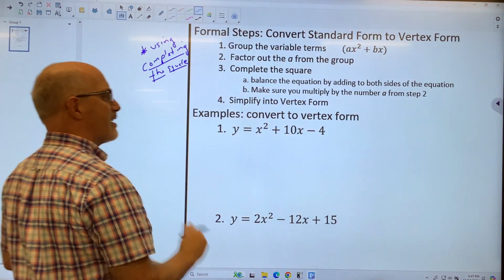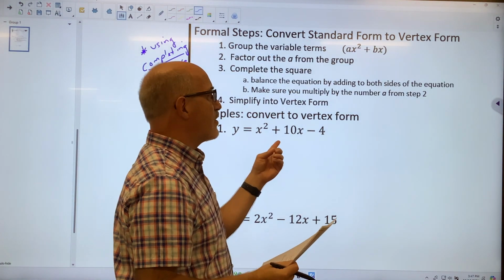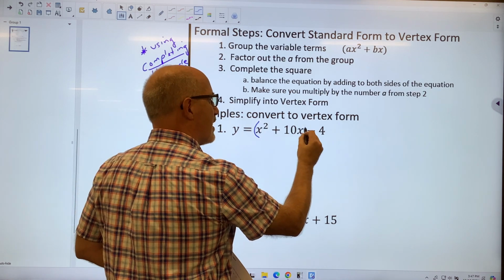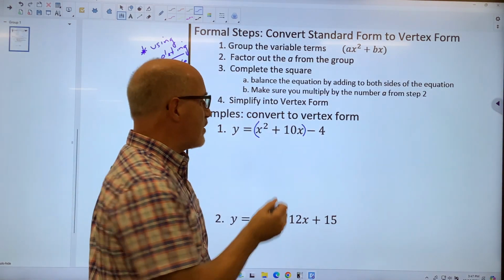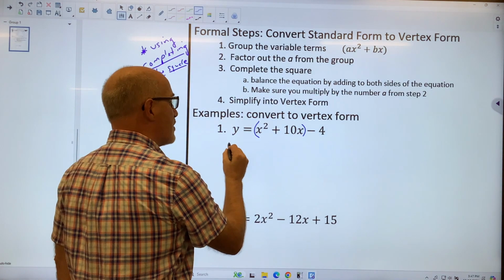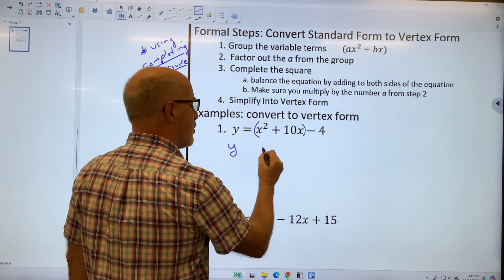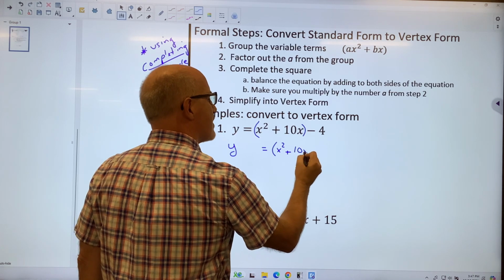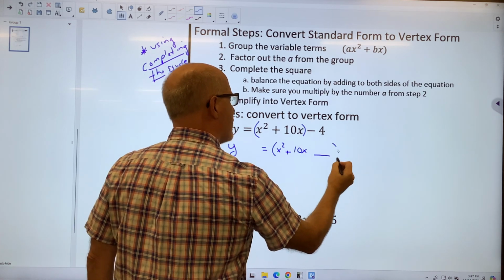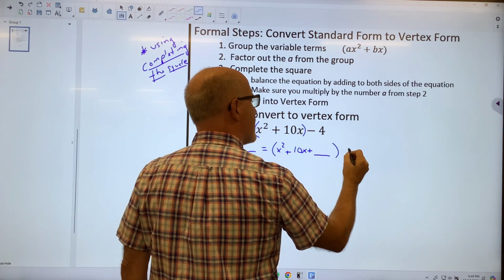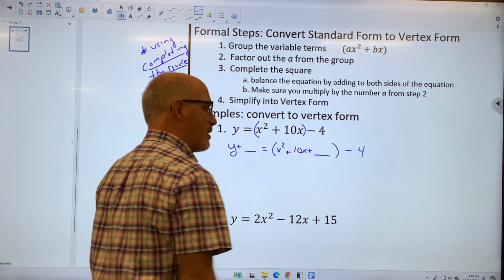So let's go ahead and take this problem here. The first thing I want to do is to group together the x squared and the 10x. Now, if there's a number in front of the x squared, we're going to factor it out, and there isn't. So I'm going to leave a space after the y. I'm going to leave a space after the 10x because we're going to fill that in with adding something to both sides, and then we have the minus 4 out here.